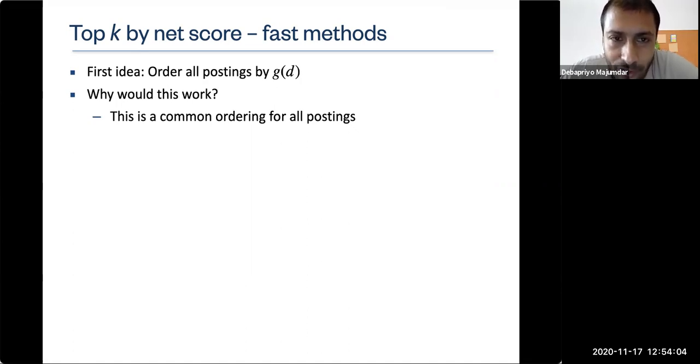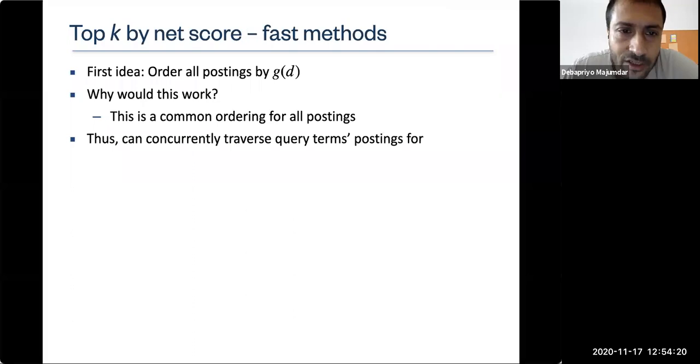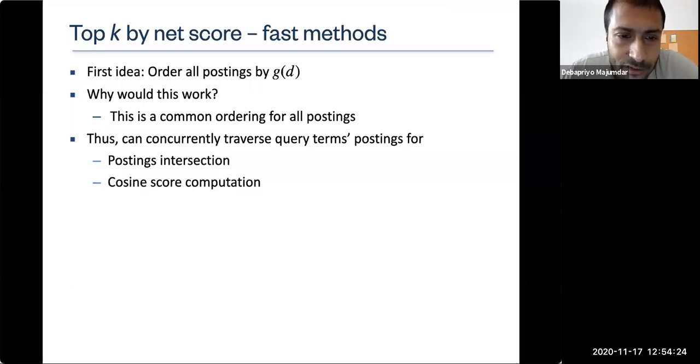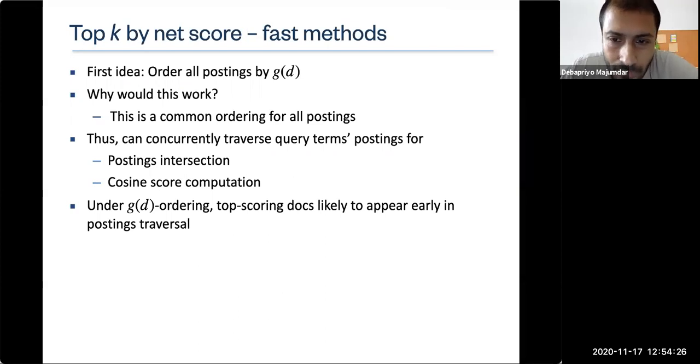So if you order all posting lists by the PageRank or this GD ordering or whatever the static score, not query dependent, then you can also do the merge just like before, because this is a common ordering for all postings. So that we can concurrently traverse query terms' posting lists for posting intersection, cosine score computation, and anything.